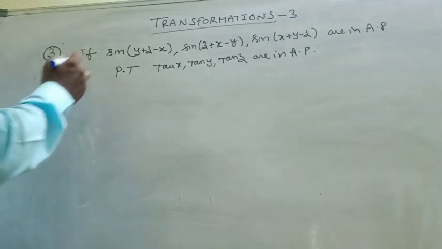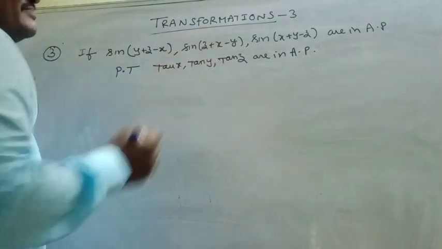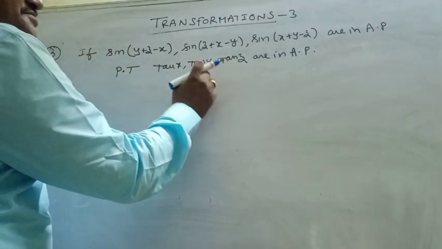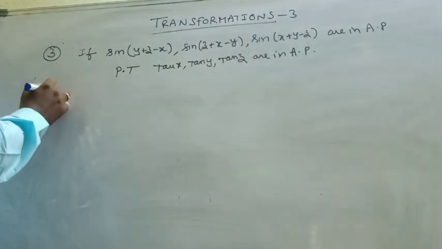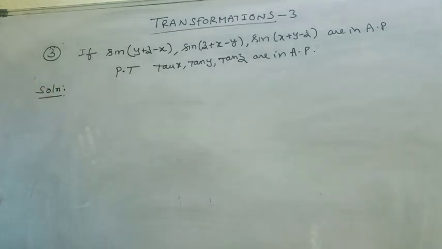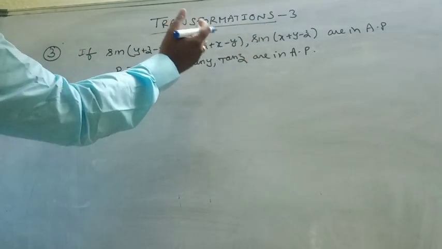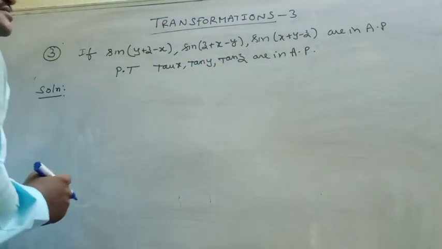Very simple problems, right? See, my dear students, next we have one more beautiful problem. If sine of (y plus z minus x), sine of (z plus x minus y), sine of (x plus y minus z) are in arithmetic progression, prove that tan x, tan y, tan z are in arithmetic progression. See, my dear students, how we will do this particular problem. They have given that these are in arithmetic progression. That means you know that second term minus first term is equal to the third term minus second term.